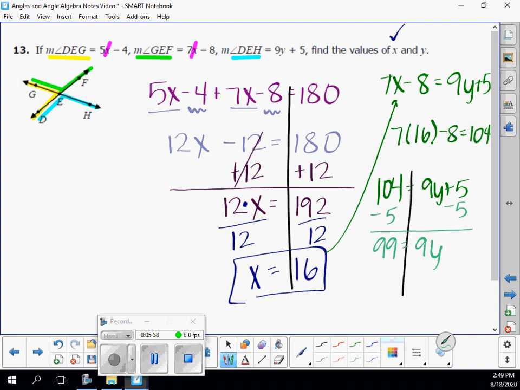The only thing that fits in between here is a multiplication dot, so I would divide. I would get 11 equals y. And I have found both my x and y like they asked for.